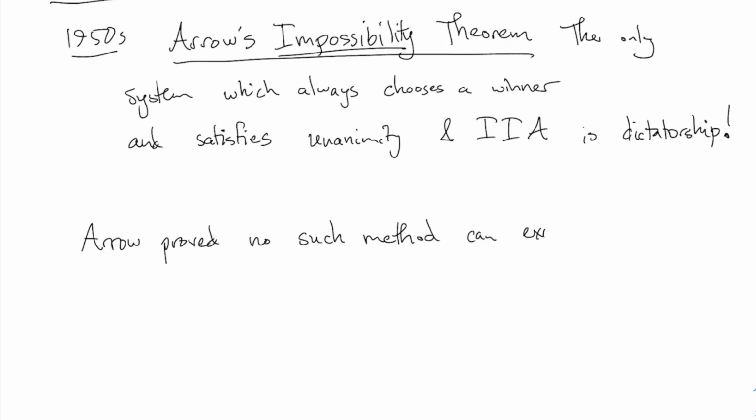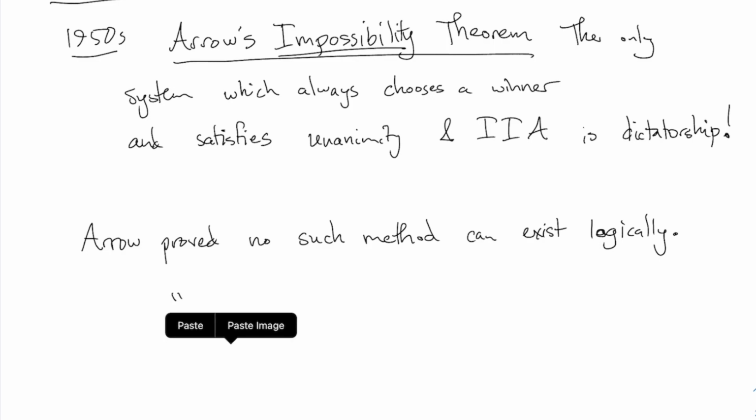So don't tell me, oh, well, maybe we just haven't found this method yet, maybe we just need to work harder and figure it out. No, that's not what I'm saying. I'm saying actually Arrow proved no such method can exist logically. All right, that's why it's called the impossibility theorem. It is impossible to design a system which satisfies the IIA and the unanimity.